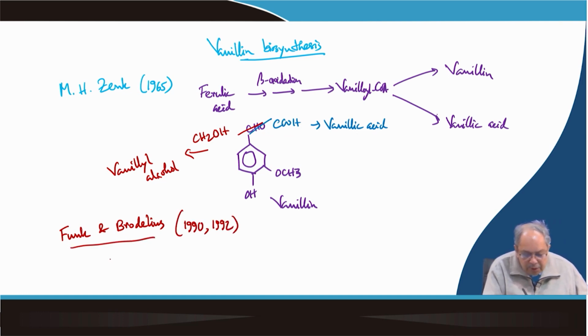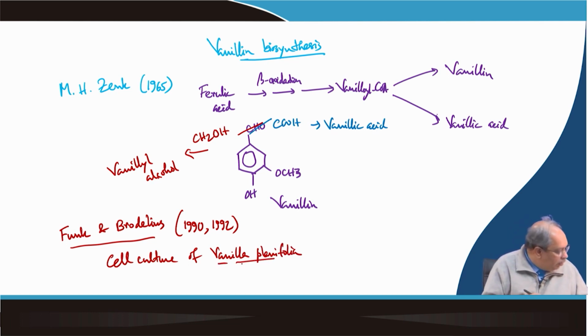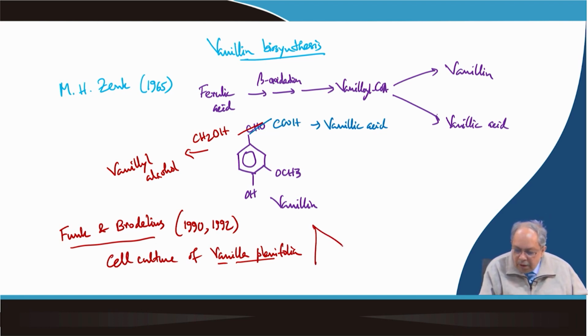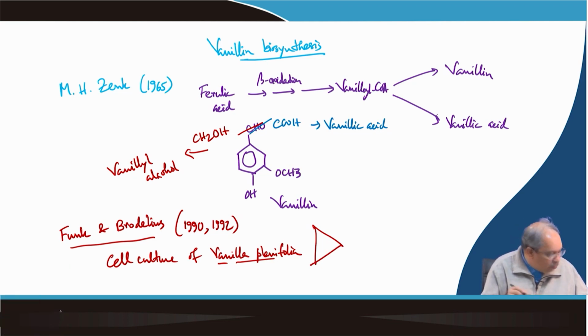So, they have used cell culture of Vanilla planifolia in order to elucidate the biosynthesis of vanillin, and what they found using cell cultures, they are unable to get vanillin. Instead, they found the cell culture successfully produce vanillic acid glucosides.